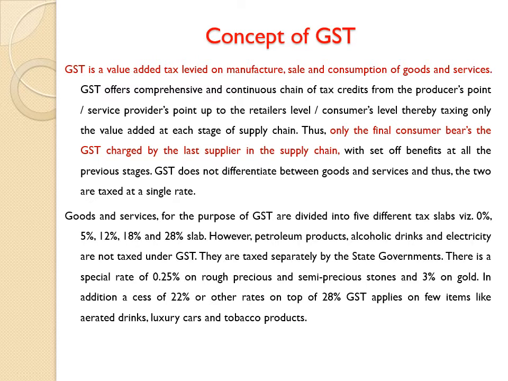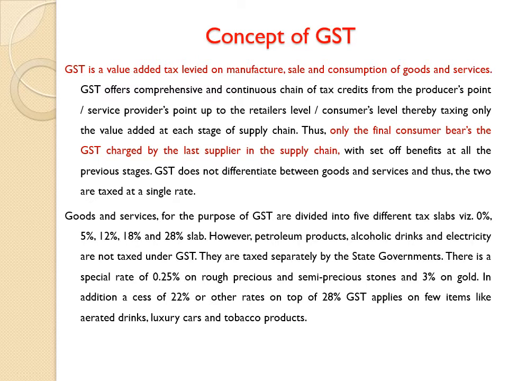In addition, a cess of 20% or other rates on top of 28% GST applies on a few items like aerated drinks, luxury cars and tobacco products.